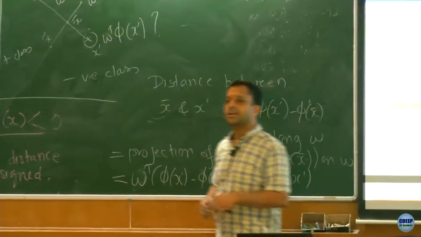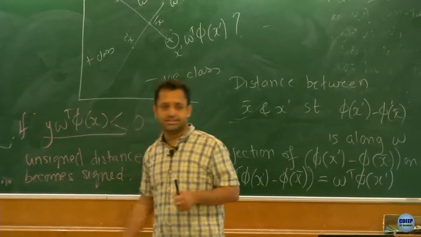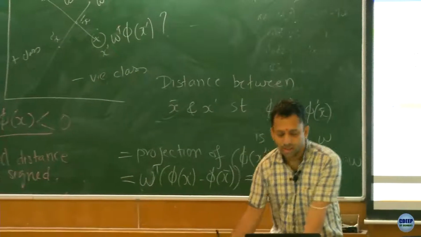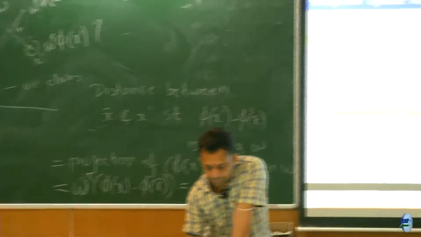So what we are trying to do is basically correct this unsigned distance and make it actually unsigned. And this is exactly what the update rule will try and do. Okay, we will see.